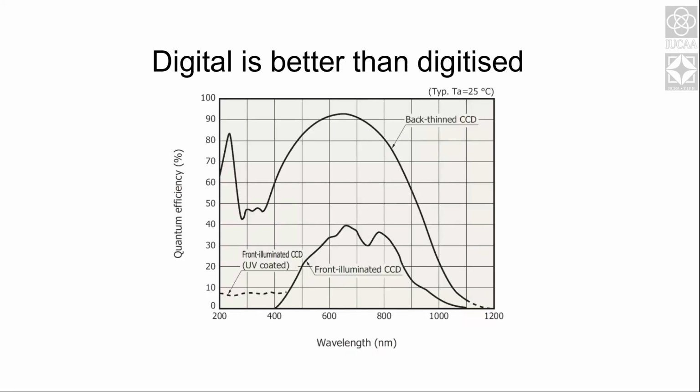Digital observations are, of course, much better than these digitized plates, and this figure illustrates why that is the case. The curve at the top is for what is referred to as a back-thinned CCD, and you can see that its quantum efficiency varies between about 40% and about 80-90% over a fairly wide range of the visible waveband, from about 400 nanometers to 800 nanometers. This is an order of magnitude better than photographic plates, which only achieved about 10% quantum efficiency of detecting photons.